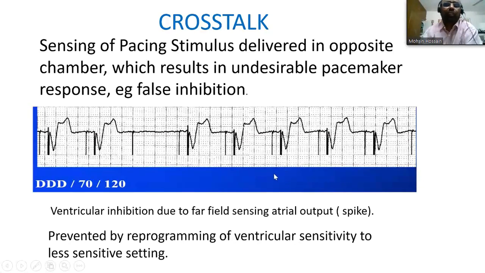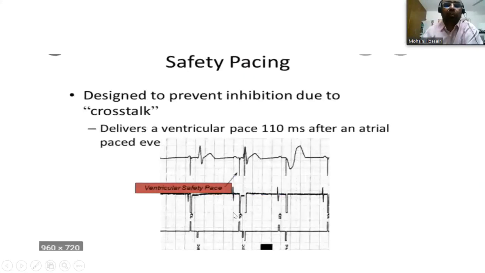In our clinical setting, a temporary pacemaker is there with an RV lead. So the permanent pacemaker lead can sense the spike of the temporary pacing lead and inhibit it. In that case, we are very careful. It is prevented by programming the ventricular sensitivity to less than the desired level. Also, most importantly, safety pacing is designed to prevent crosstalk.